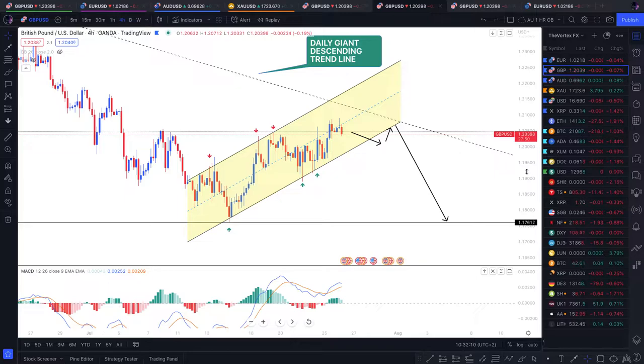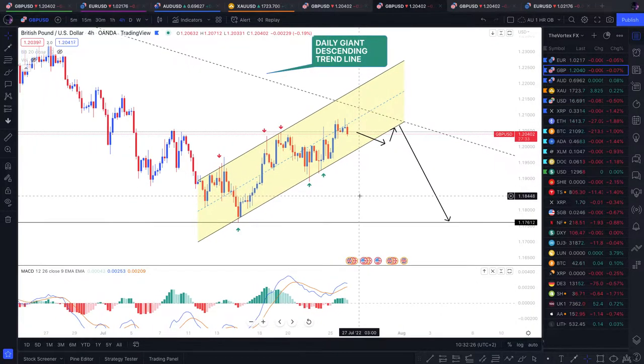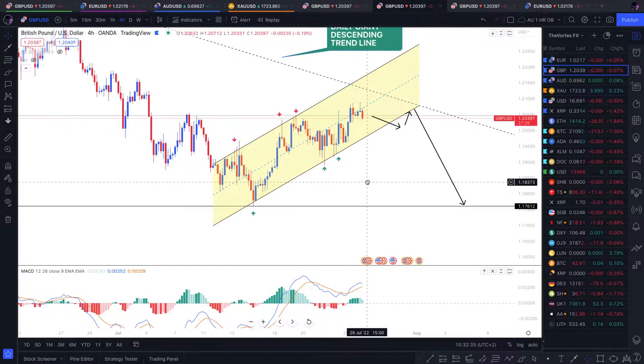I am the Vortex Trader, and today we are on GBP USD waiting for a breakout of an ascending 4-hour channel. Let's get into it. So, what I am noticing now, guys, this is on the 4-hour time frame. I want to show you something very interesting on the daily, but let's just finish up on the 4-hour. Okay, so what am I looking at?